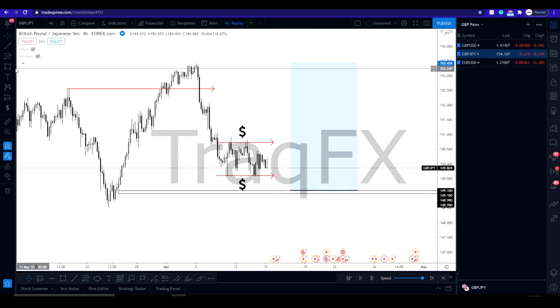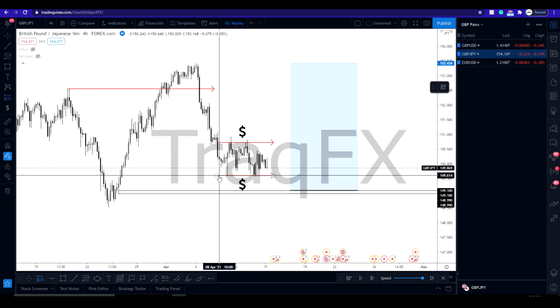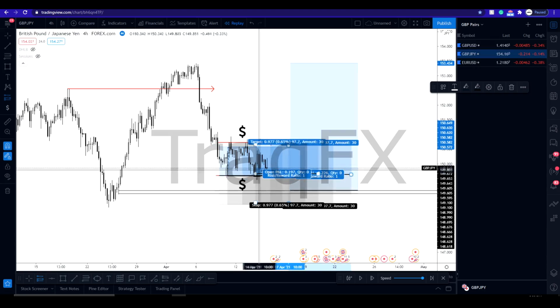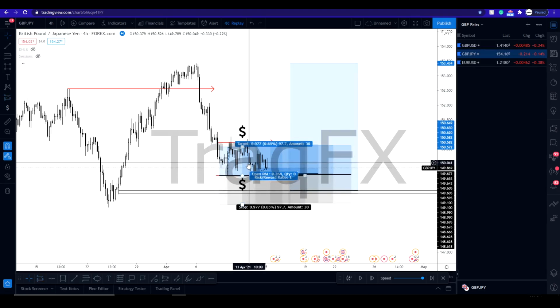And when everyone is looking at this as a good opportunity to get in for buys, there's all these people getting in at this range to buy.